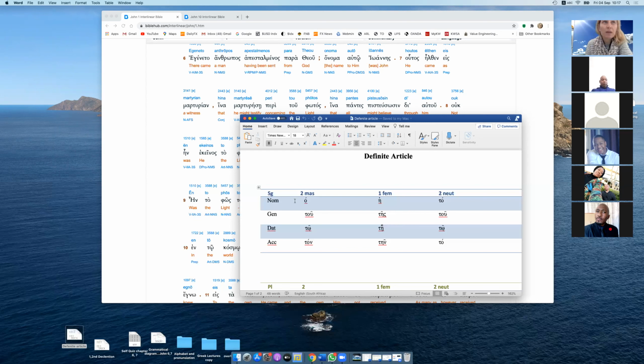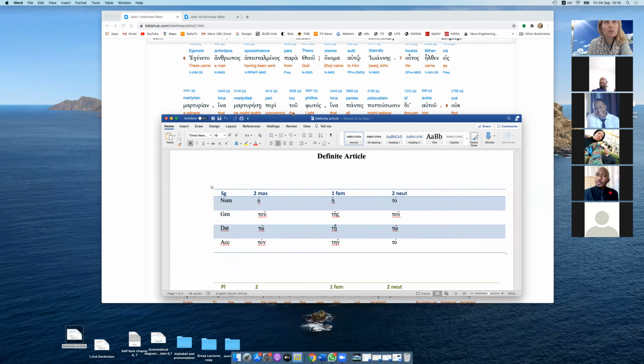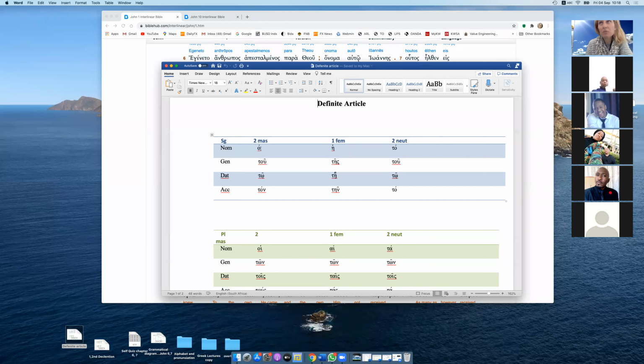But anyway, in the nominative, or vocabulary form, we have ho. I don't know if I have to make it bigger for you, but you can always zoom in. So in the nominative or vocabulary form, I'm just having noises. When you want to talk, unmute, and then mute again. Okay. In vocabulary form, you will always see ho logos or ho.